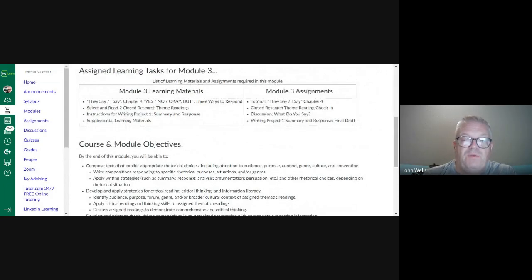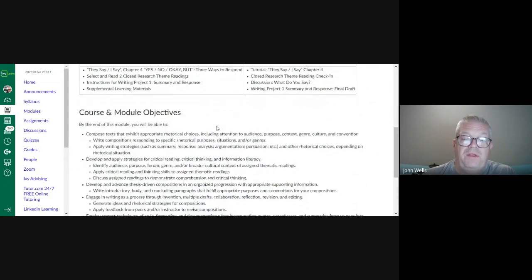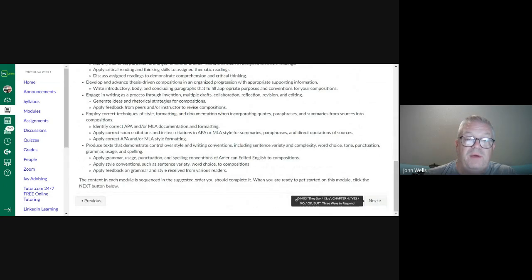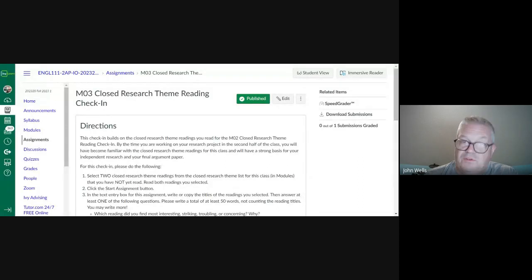If you look at this page here, we've got our learning tasks and our objectives, the things that we'll be doing in this module. We've got some different pieces that go along the way, some tutorials and stuff like that. And then we're going to look at the module 3 closed research theme reading check-in. The idea of the check-in is that you are dipping in and out of different readings, experiencing what those readings are and getting a sense of what's out there, so that as we go through all the modules and you're ready to do the persuasive, argumentative paper at the end, you have a lot of different works to draw from.